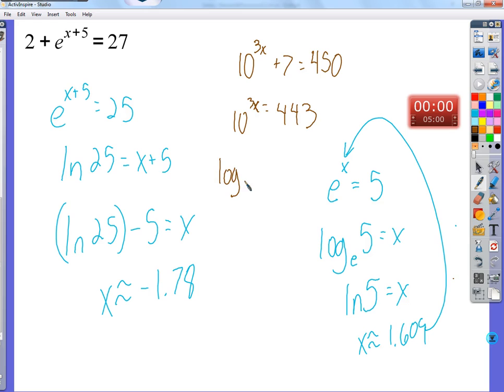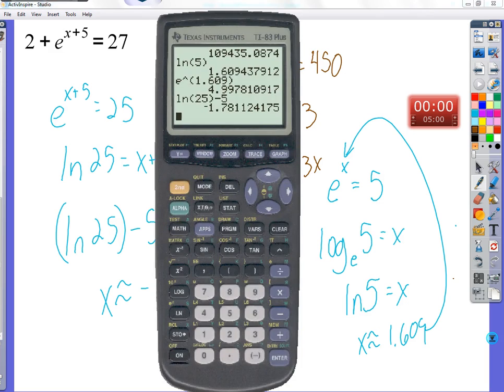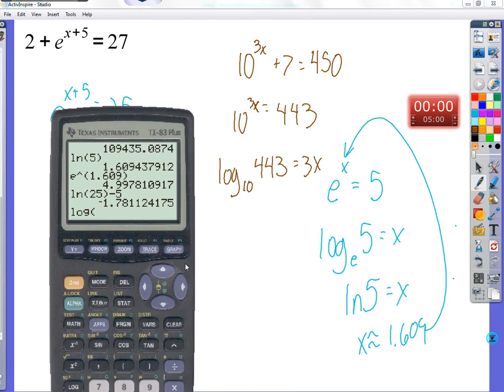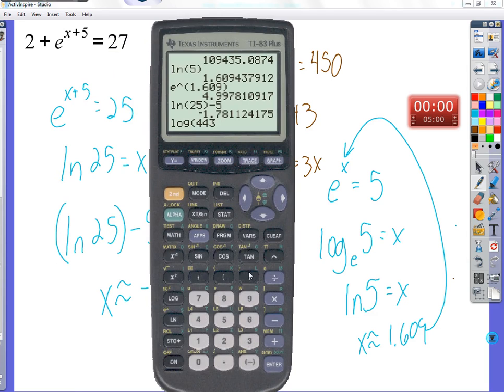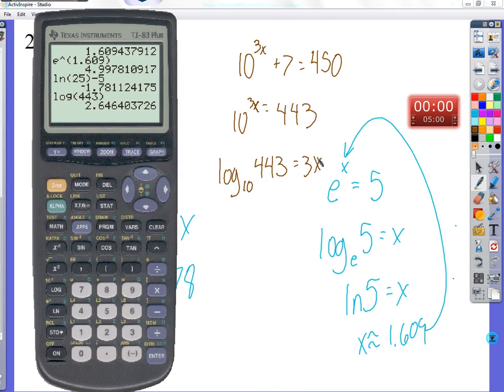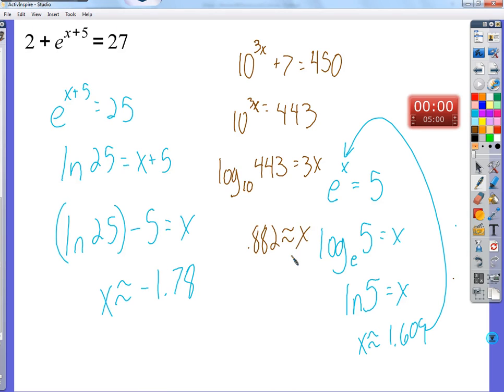Just log 443. What's the base? 10. If you don't write any number down there, then you are assuming that it's 10. That's why on your calculator, when you press log, it doesn't have a base. The base is assumed to be 10. So if we take log base 10 of 443, that's 2.646, so 3x is equal to 2.646. And what do we do to find x? Divide by 3. So we divide this by 3: 0.882. That's about what x is worth.